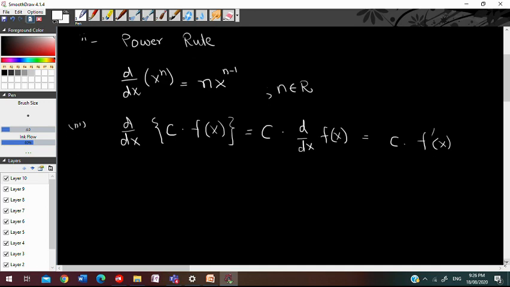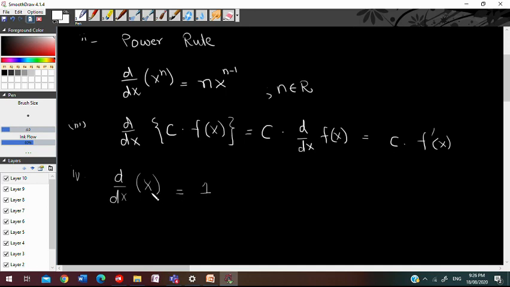Now, this was the first, second, and third. The fourth rule is d by dx of x, simple x. Here we are calculating the change of x with respect to x. Both variables are the same, and in this case we always get the answer 1.